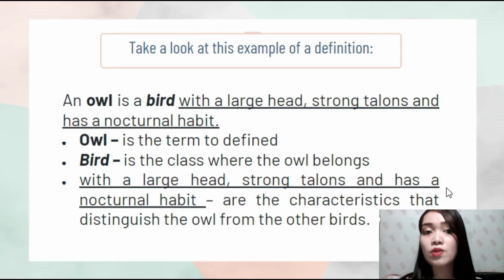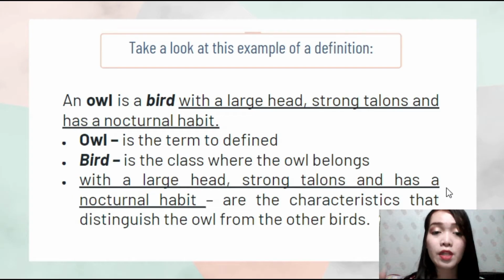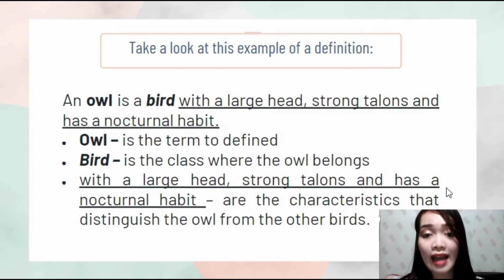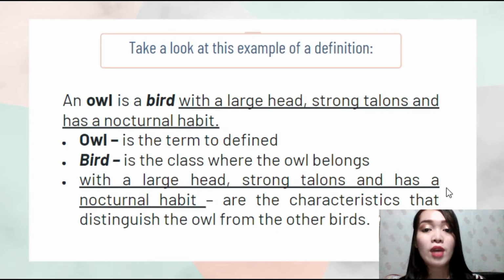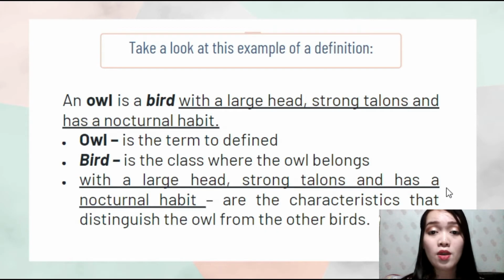So three things were considered there. The first one is the term or the word owl, and that is the term being defined. Second one is the bird. It is the class or group where the owl belongs. And lastly, with a large head, strong talons, and has a nocturnal habit, those are the characteristics that distinguish the owl from any other birds. So that's how we're going to do it if you're going to define a term or something.